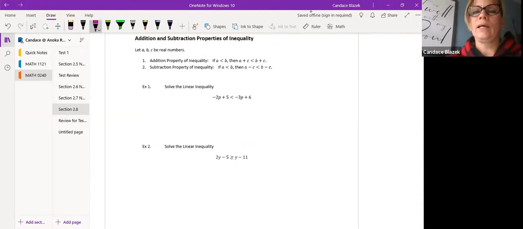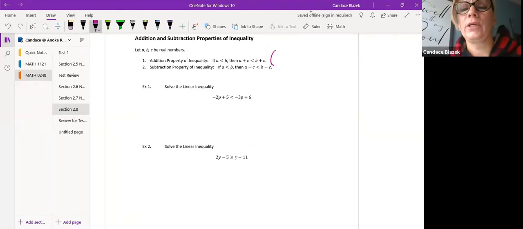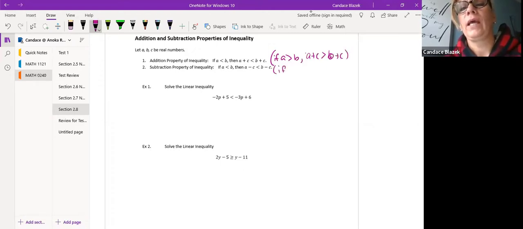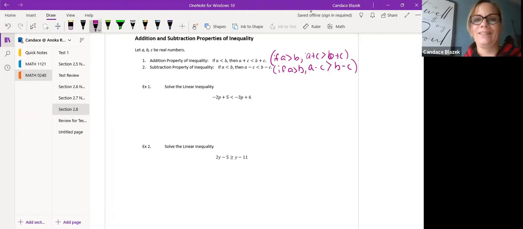So we keep the sign as an inequality. And similarly, subtraction property of inequality, if A is less than B, then A minus C is less than B minus C. And I could also say similarly, if A is greater than B, then A plus C is greater than B plus C. And I can also say that if A is greater than B, then A minus C is greater than B minus C. Okay, and we can say that.